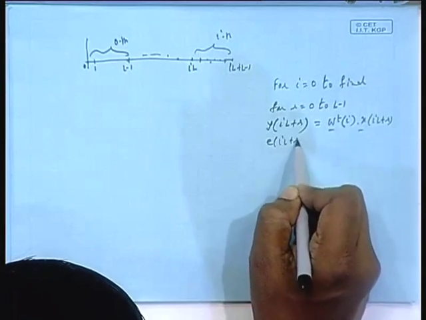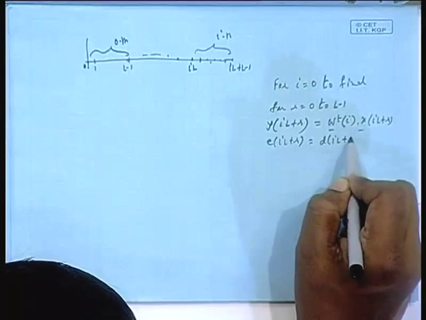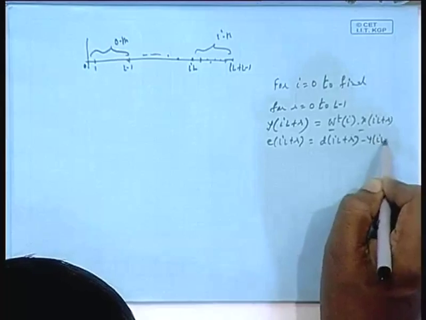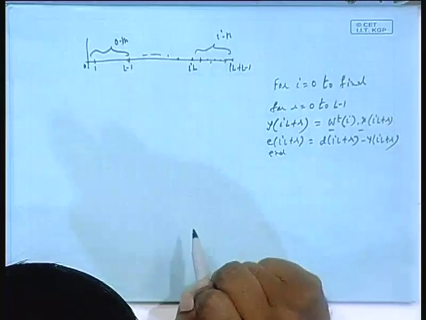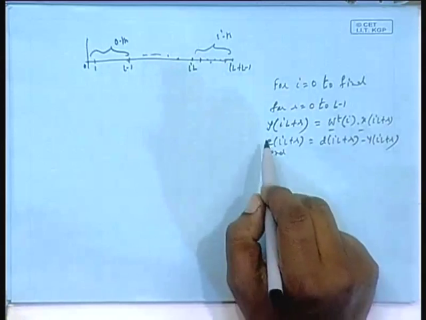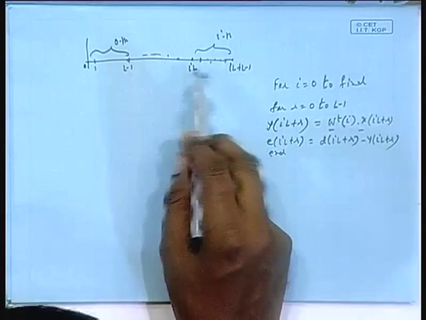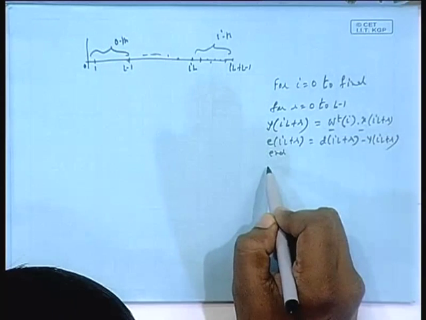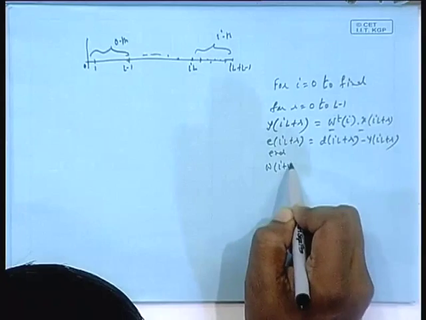Then d of IL plus R was your desired response. This is fine. This is one end. Filtering and error computation you are doing at every index within the block. Once that is done, now you update. Go to the next block.